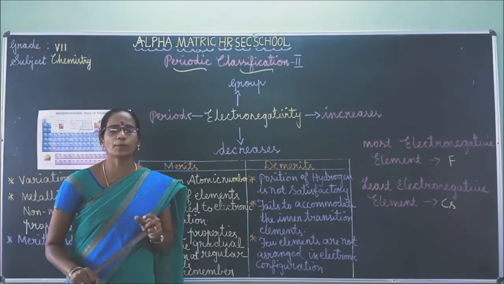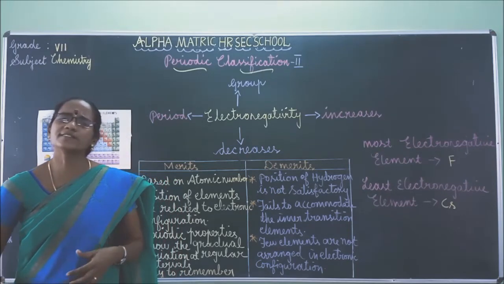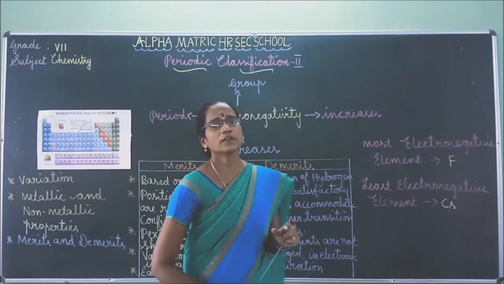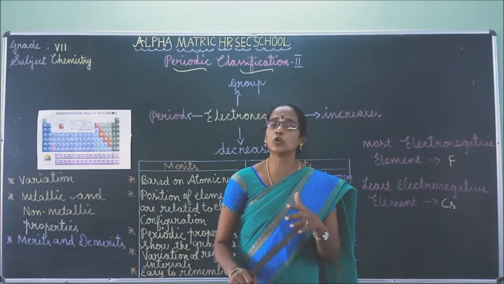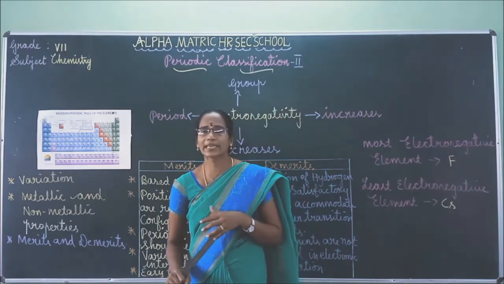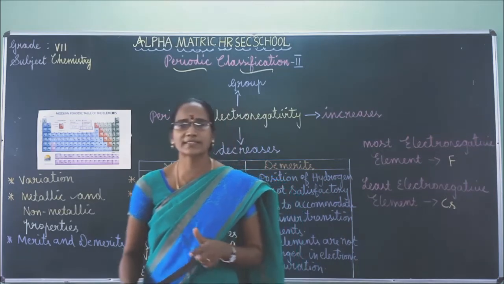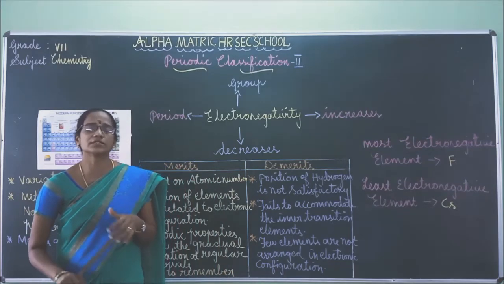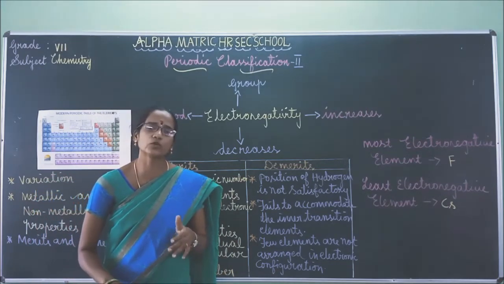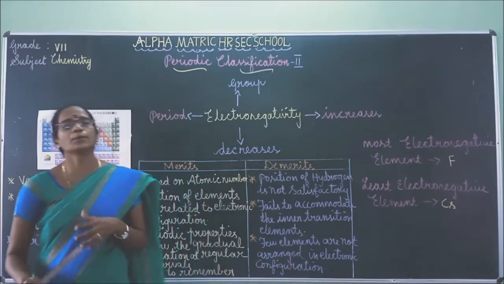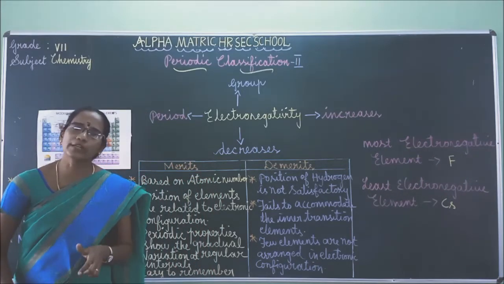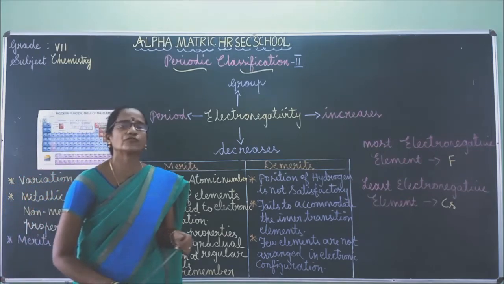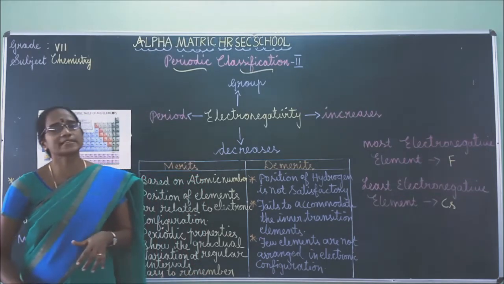Metals have electropositive character. What is meant by electropositive? Electropositive means an atom which tends to lose electrons to form cation. This is called electropositive, right? For example, lithium, sodium, potassium, these elements tend to lose electrons to form positive ions, that is cation.